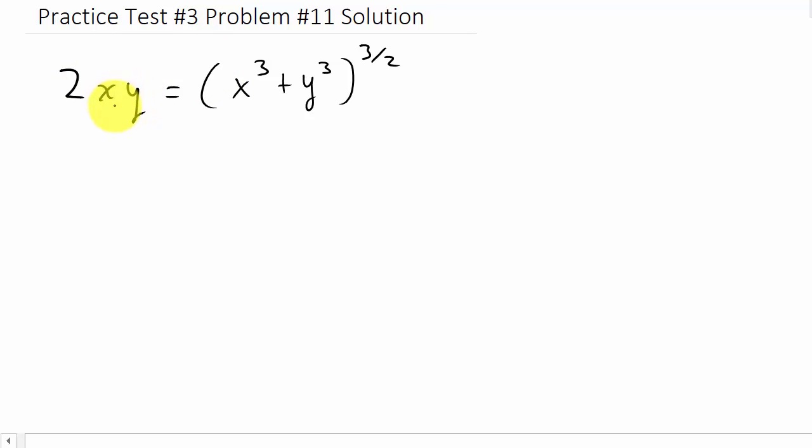Remember, the product rule is the derivative of the first times the second plus the derivative of the second times the first. So the derivative of 2x is 2 times the second is y, plus the derivative of the second. Well, this is implicit differentiation, so the derivative of y is just y prime, or dy/dx if you want to write it as dy/dx.